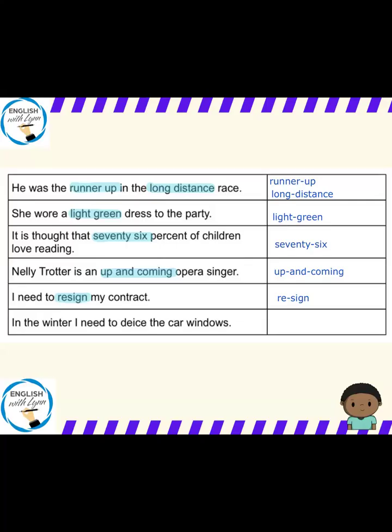Okay, and then the next one, I can kind of see it because it just looks weird in that final sentence. In the winter, I need to de-ice the car windows. There's a word in there that just looks totally wrong, and it is this bit, the de-ice. Okay, so because of that vowel, I need to put the hyphen. So I would have the DE as my prefix, then the hyphen, and then the ice part of it.